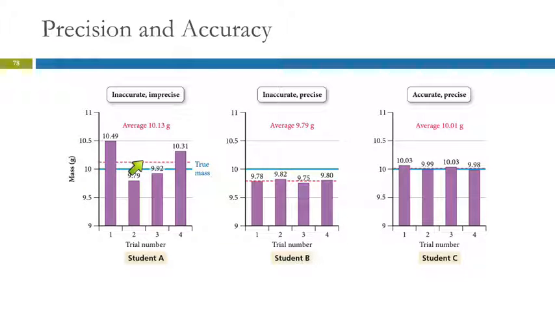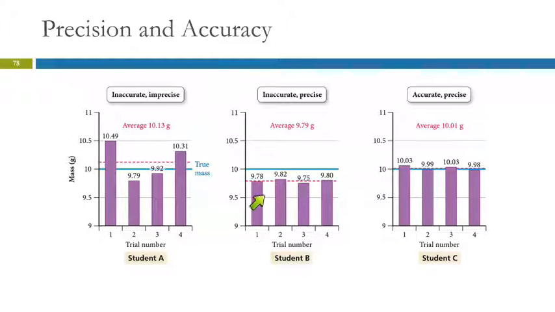And to measure accuracy, we're going to look at the average. So this blue line is the 10 grams. That's the true value. The average of this student's results is up here. It's significantly above the true value. So not only is it not precise, it's not accurate either. That student gets a D, right? Not good.